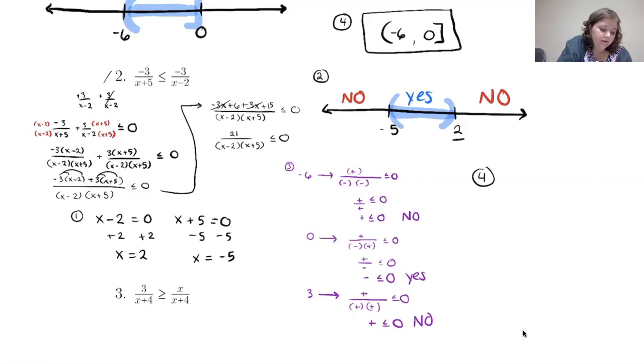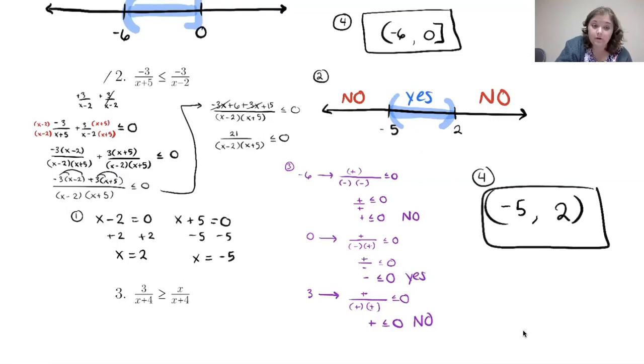We can't have the bottom equal to 0, so we're getting a parentheses there as well. So in the end, we will have our interval here. The shaded part goes from -5 to 2, and they both get parentheses because they're both numbers that came from when we set the bottom of the fraction equal to 0. And so that is the final answer for number 2.